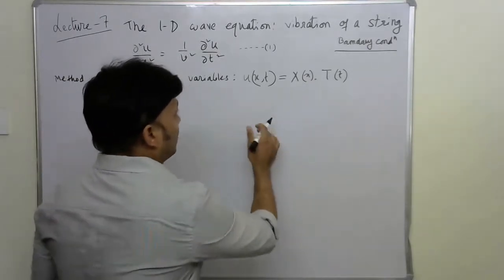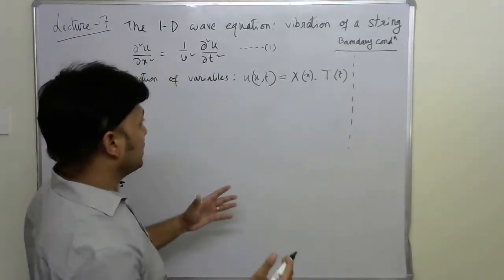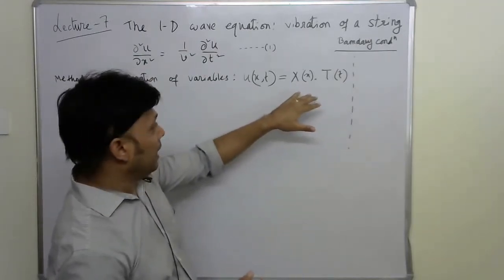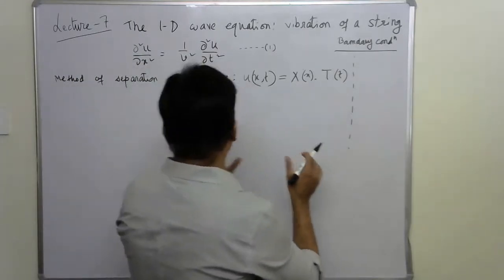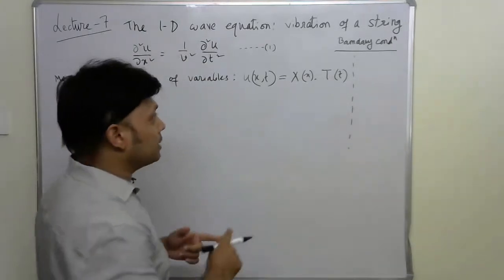And if we write that, then of course our boundary condition changes slightly. Of course it is the same, but instead of u(x,t) we can write X. Since there is no boundary condition on time, we have only the boundary condition on displacement.